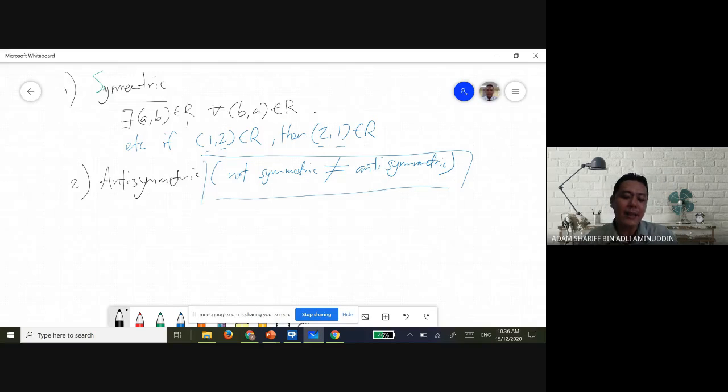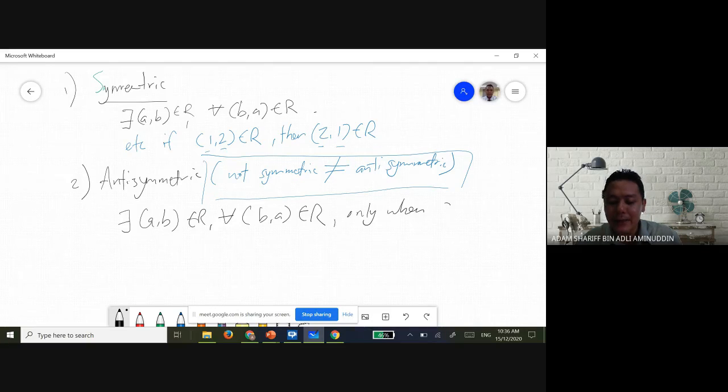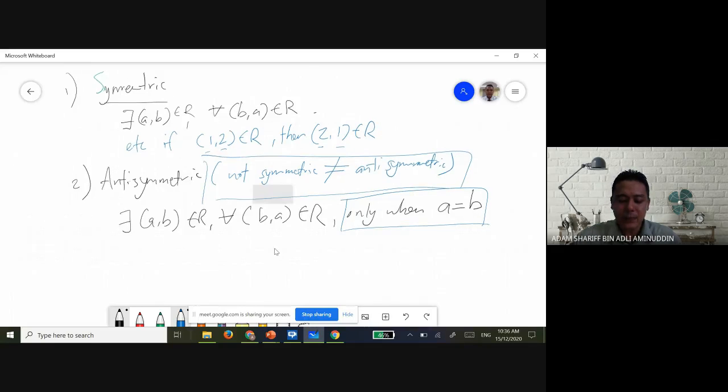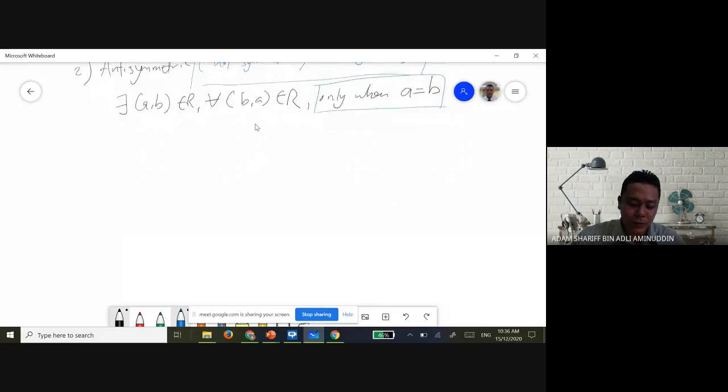So what is antisymmetric basically is that there exists AB in R for every BA in R. Nampak sama, tapi dia tambah satu, only when A equals B. You have one more condition here, that the symmetric exists only when A equals B. Alright? So, sekejap. Kita tunjuk contoh ini.